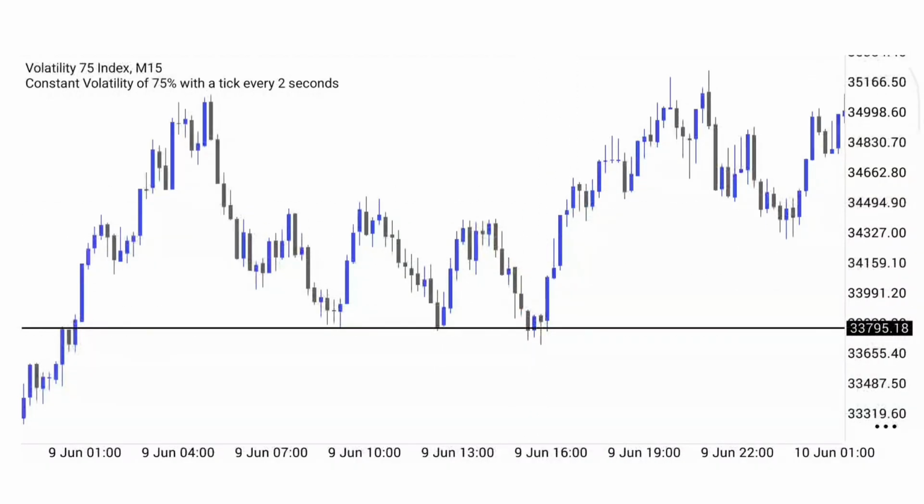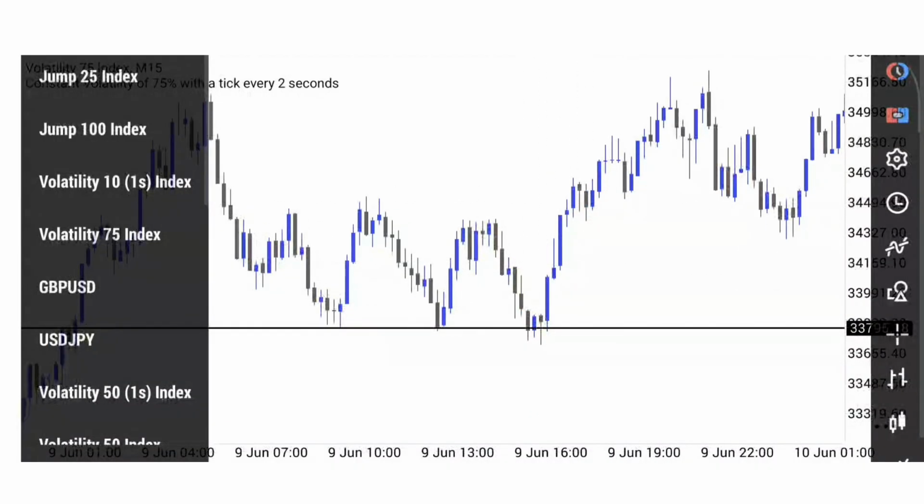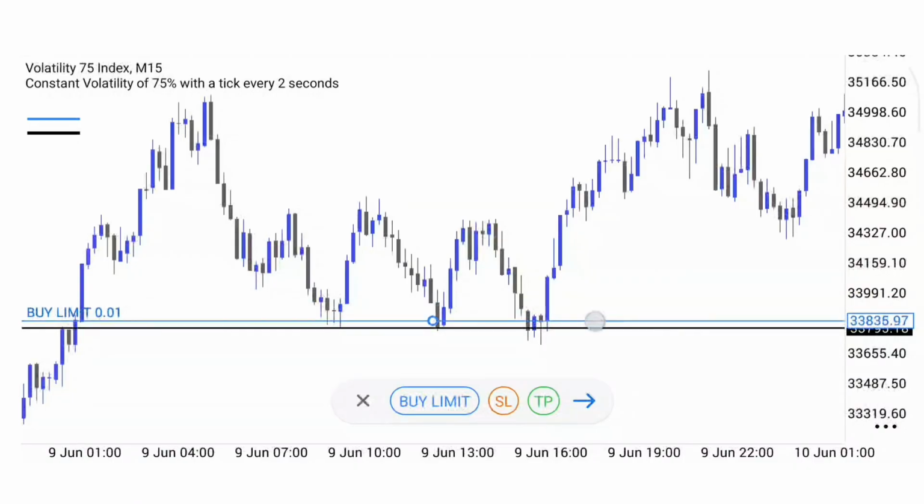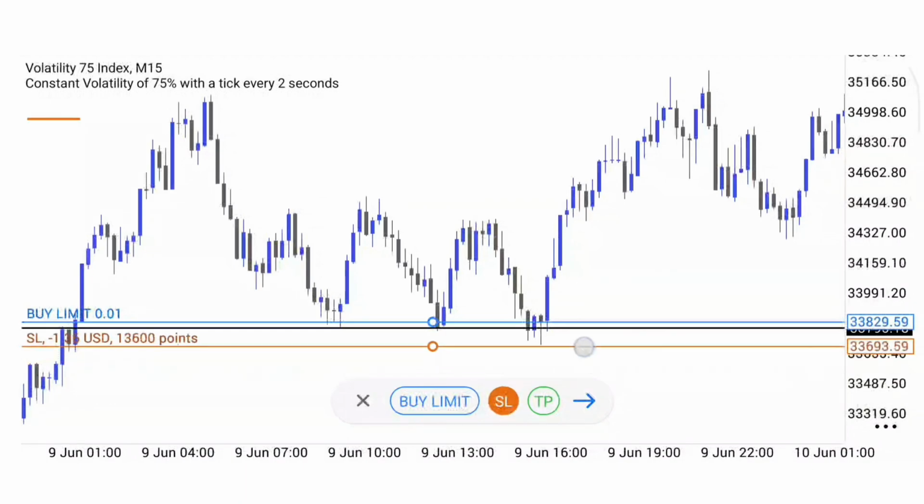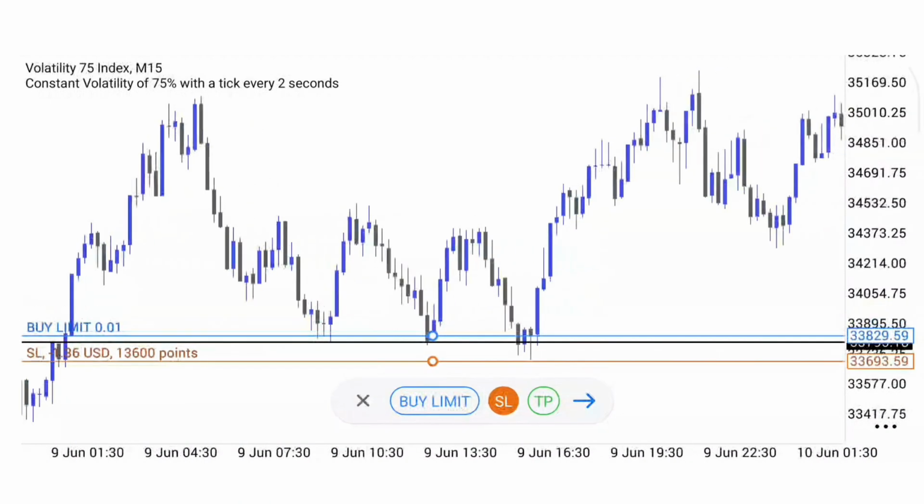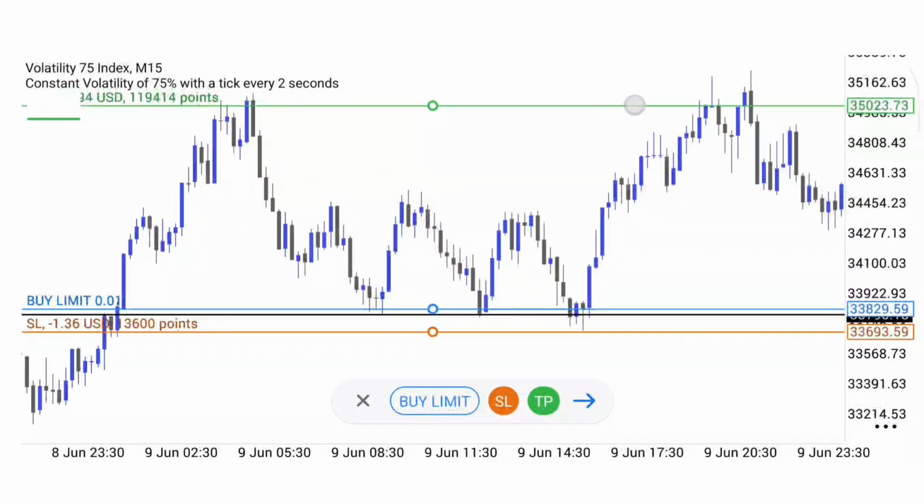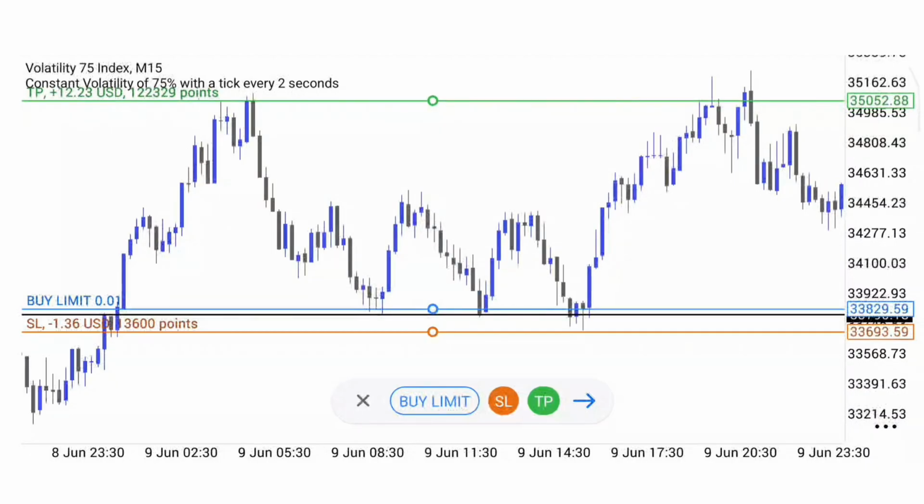Now, to be able to trade this, let me show you a quick example. Let's say after this bearish pin bar here, you enter the trade and then you place your stop loss here. This is 1.36, very, very low risk, and then you place your take profit target at the top there. Look at the top there. Oh my god, if you risk $1.36, you're making $12.23.